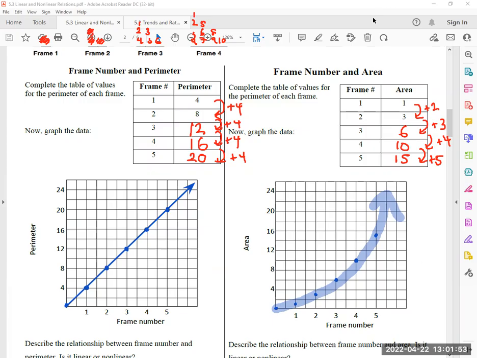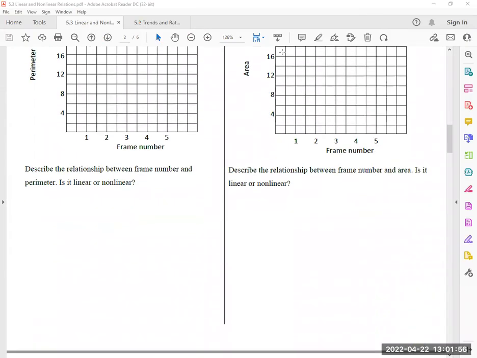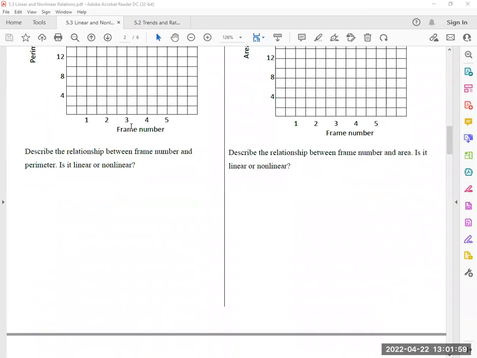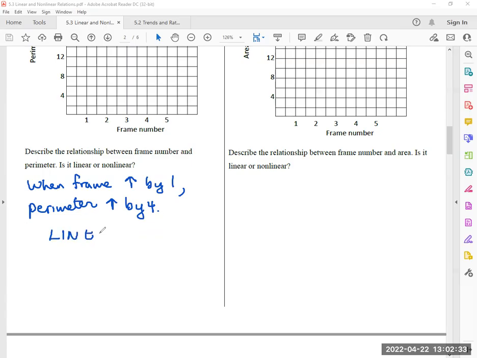Here we go. The bottom section says, describe the relationship between frame number and the perimeter. Is it linear or is it nonlinear? I'm going to say, let's do this. When frame number increases by 1, perimeter increases by 4. Every single time. Linear.